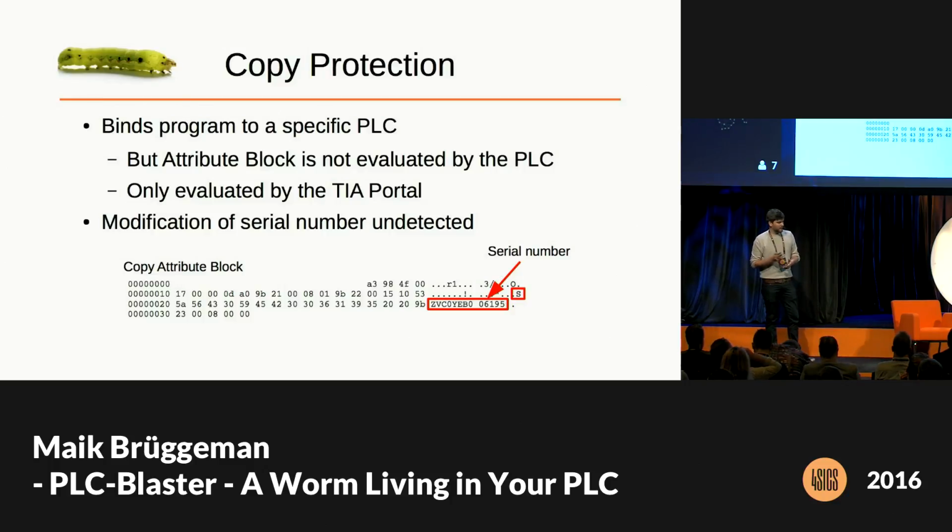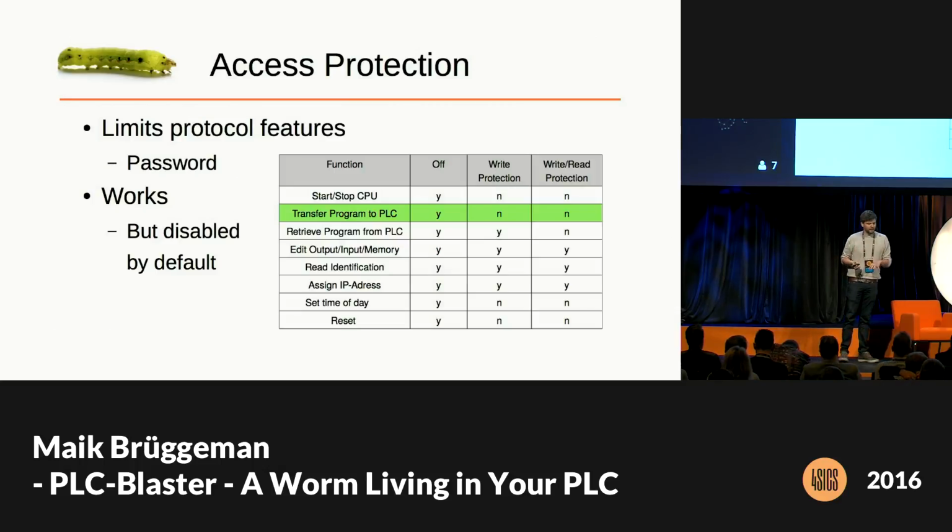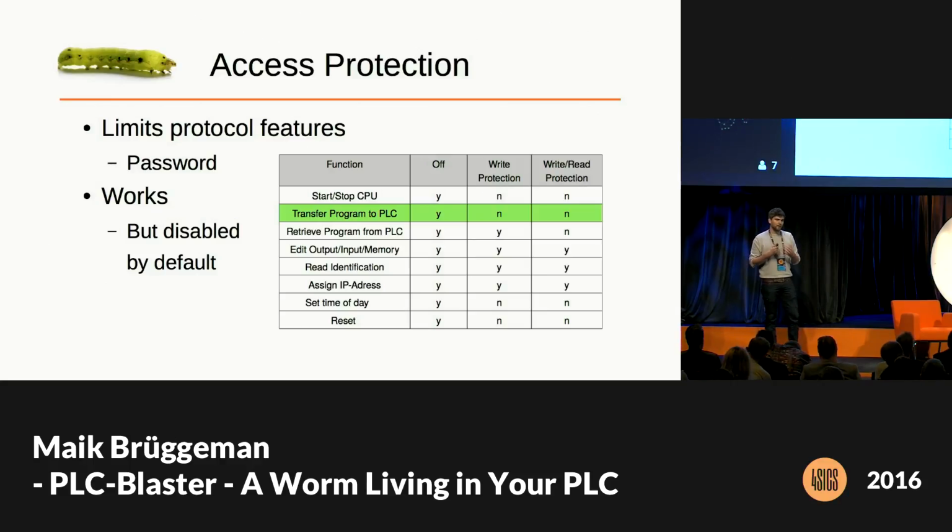There's the last protection, it's called the access protection. The access protection does not protect the program, but it limits the features of the program transfer protocol that you can use without providing a password. You have three different protection levels here. The first is off. You can do everything, but there's a second level.